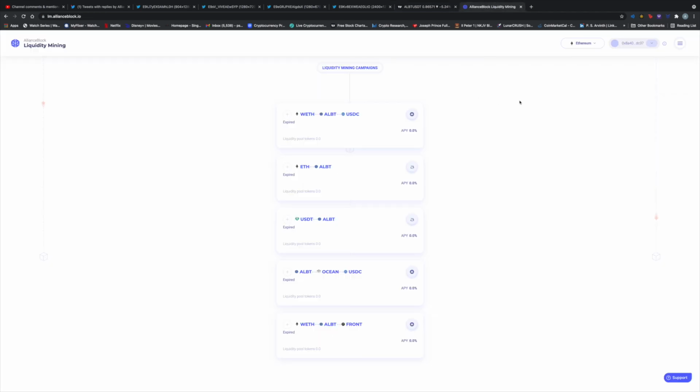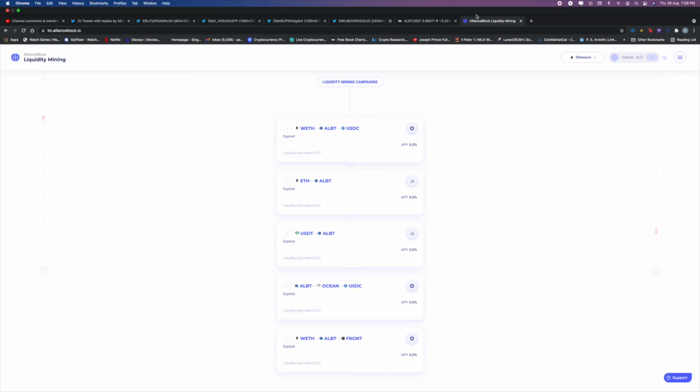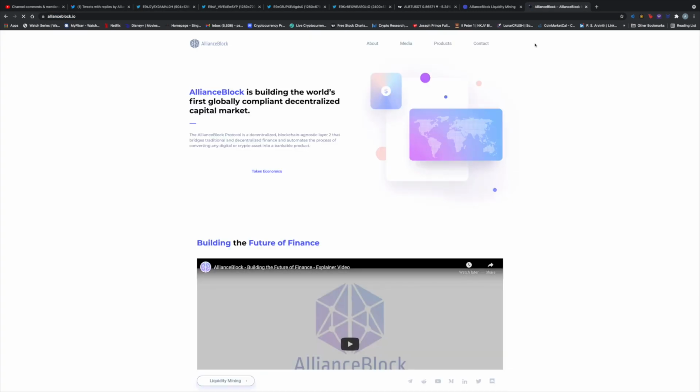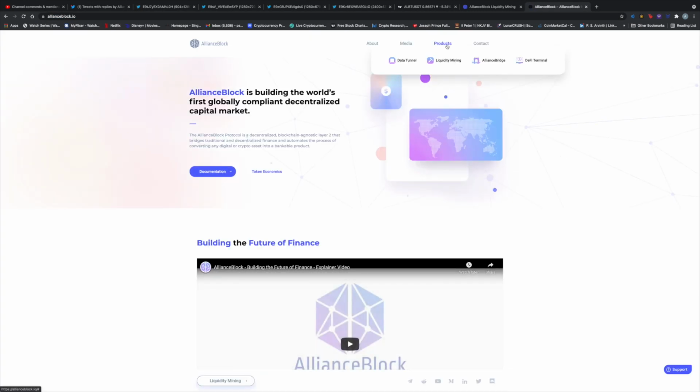So finally, to address briefly what Mr. Juan asked in terms of staking. What we can do is go to Alliance block. Okay, Alliance block, and then we can see Alliance bridge, liquidity mining, data tunnel, and DeFi terminal, right? So these are the products being offered. So now what can we do? We will go to the part where there's liquidity mining.